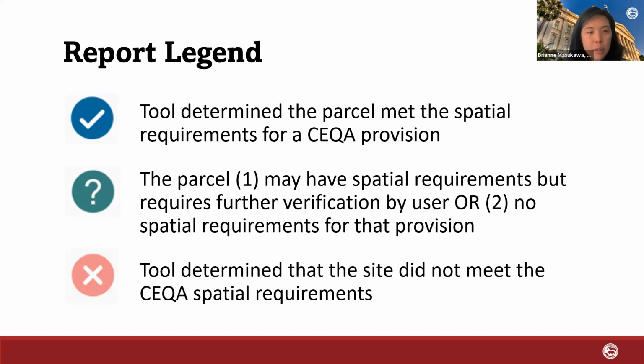You'll see a blue check mark for those that met spatial requirements for a CEQA provision. You also find a green question mark that essentially requires a little more verification, and then an X where clearly the CEQA spatial requirements were not met.